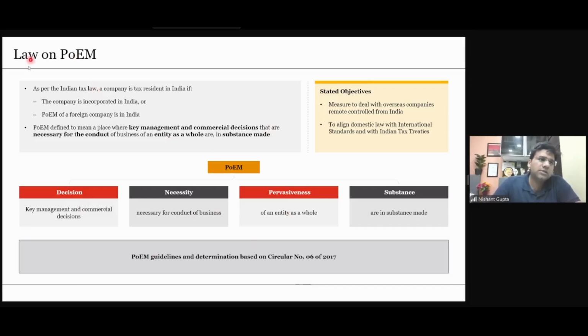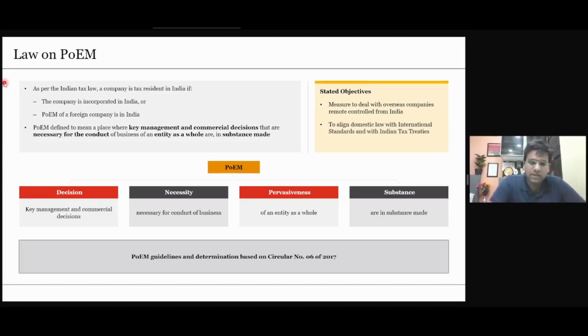And for this, CBDT has brought detailed guidelines on how you will determine the POEM of any company in India. So they have brought down that you need to decide whether you are doing any active business in India, or just a passive business in India. Based on that, you decide the threshold. And they have also discussed various aspects, like what if certain meetings take place outside India, and certain meetings take place in India.